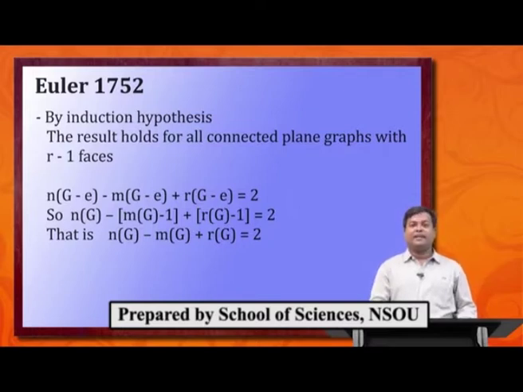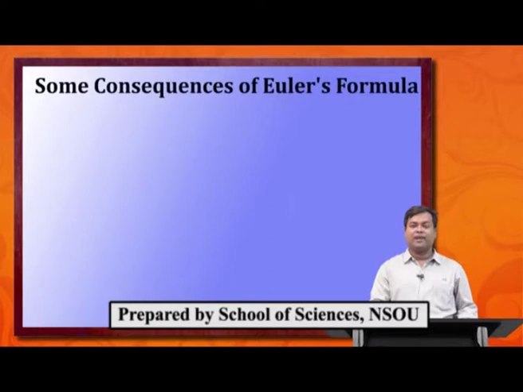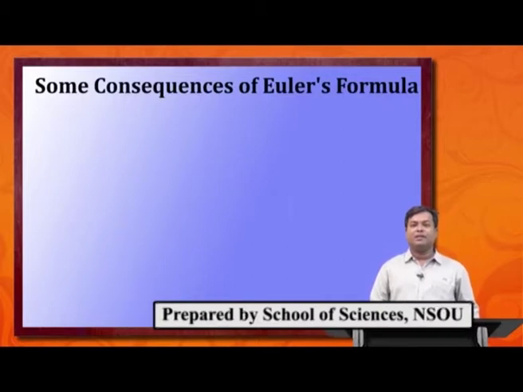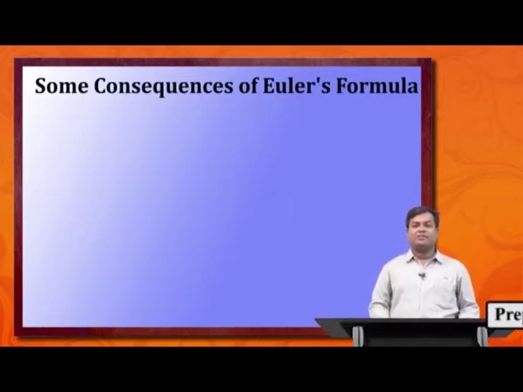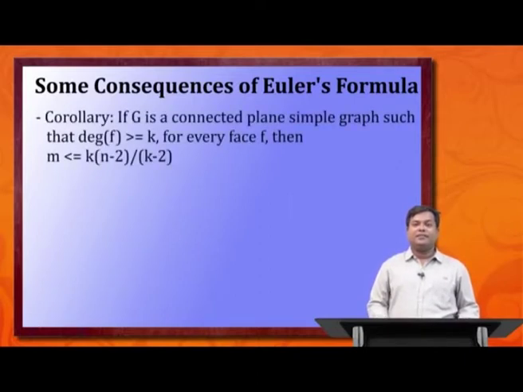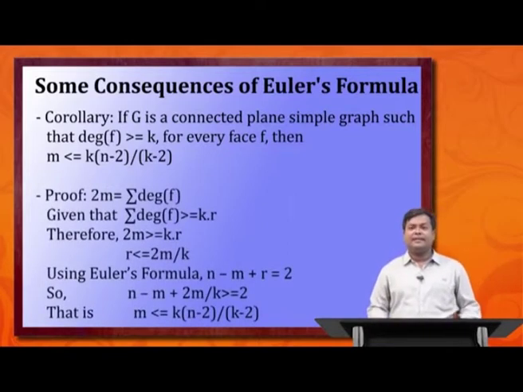Finally we need to discuss a little bit about the consequence of Euler's formula. So we can always prove this inequality. It is pretty simple. We have already proved that twice m equals the summation of degree f. The corollary says, if the simple graph is such that degree f is greater than or equal to k for every phase, then that inequality holds. Since degree f is greater than or equal to k for every phase, the summation of degree f is greater than or equal to k times r. From there we have r less than or equal to 2m by k. If we replace this r in Euler's formula, we will get that inequality.